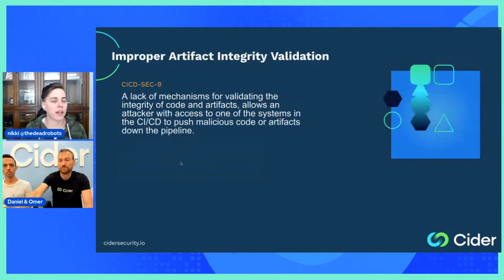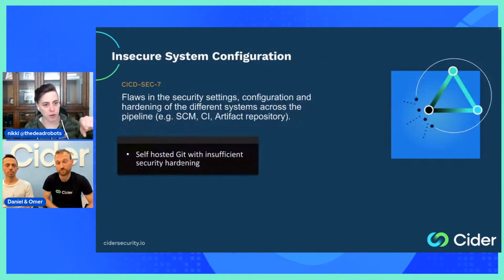Wait, just real quick on that. The compromise was compromising the self-hosted Git to then put in a commit that was merged without any sort of approval process. Is that the attack path? That's pretty much what happened. Okay, got it. Yeah.